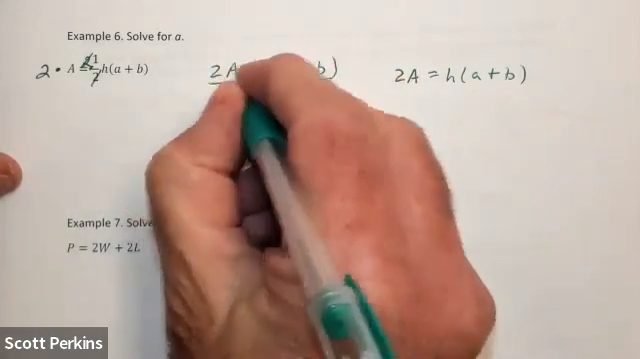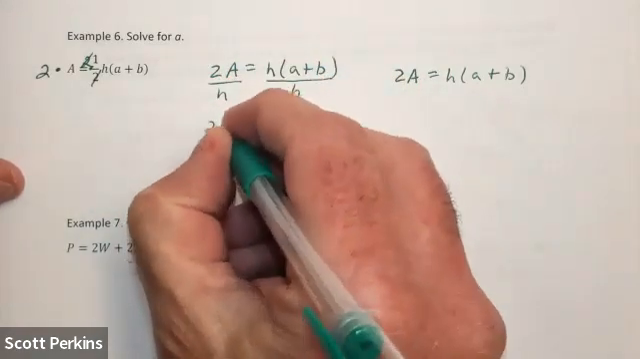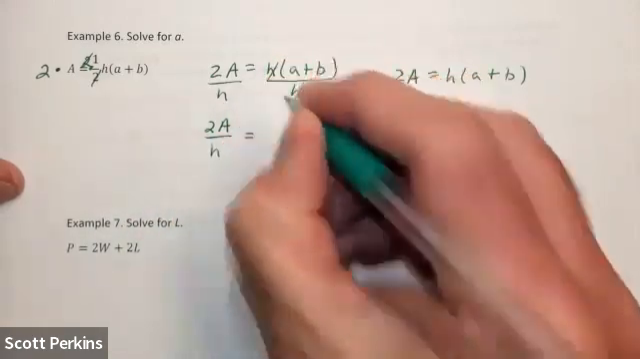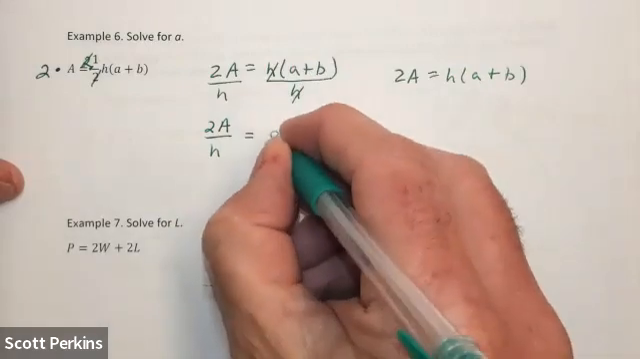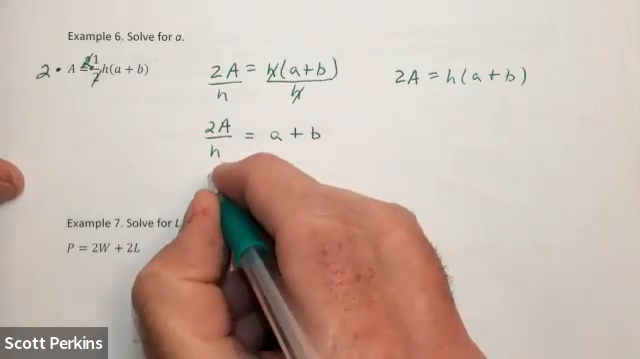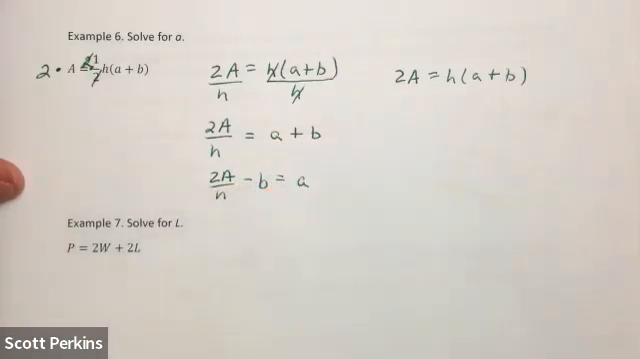So divide here by h and here by h. So my left is now 2 capital A divided by h. On the right, after I get rid of the h's, I have a plus b. So if I'm solving for lowercase a, I've got one more thing to do. I'm going to subtract that b from both sides. And there we go. I'm done.